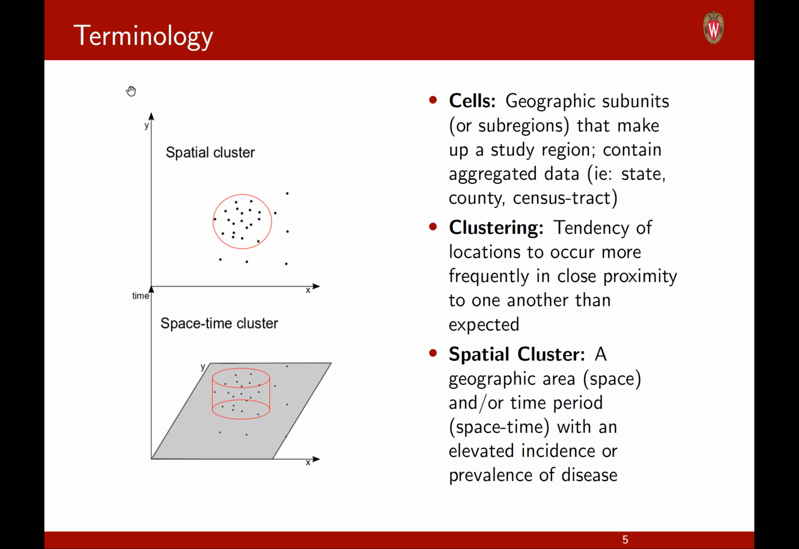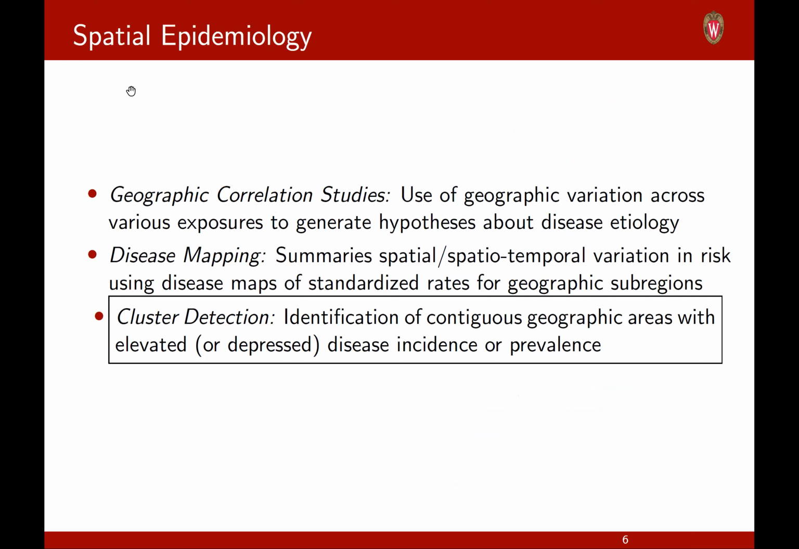So for those of you who are more visual like me, I like to think in pictures. The picture on the left is a spatial cluster. We're really going to be talking about a lot of circles today, but we're thinking about a cluster as this area that has an elevated risk or incidence of disease. And then when we expand space to time, those circles become cylinders, and each time is going to be a slice of that cylinder.